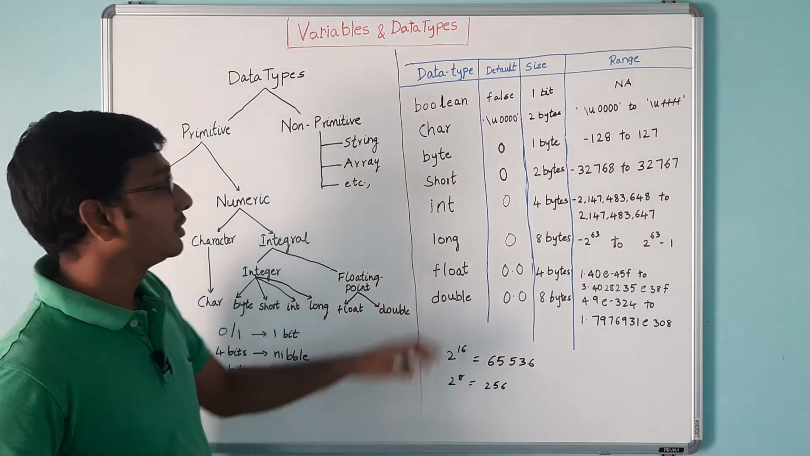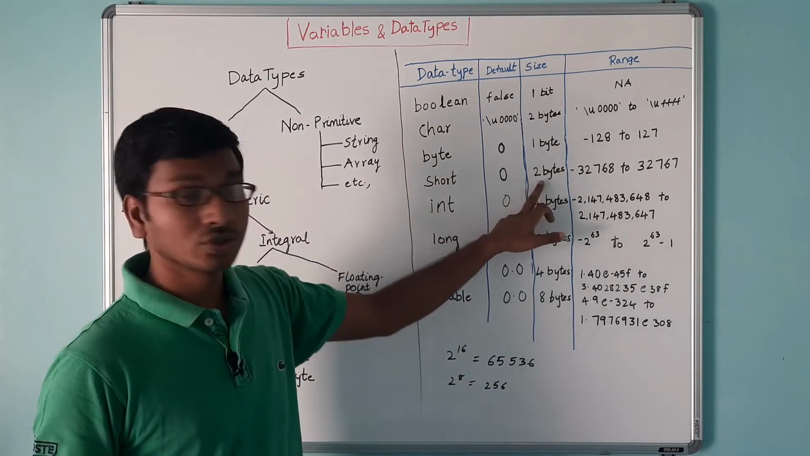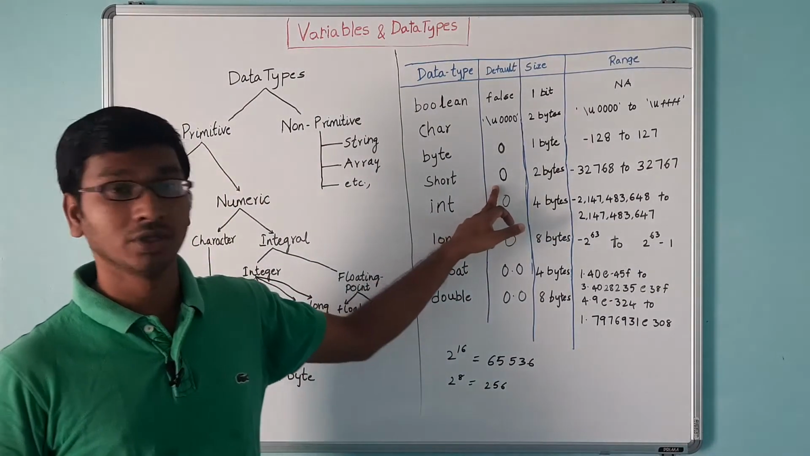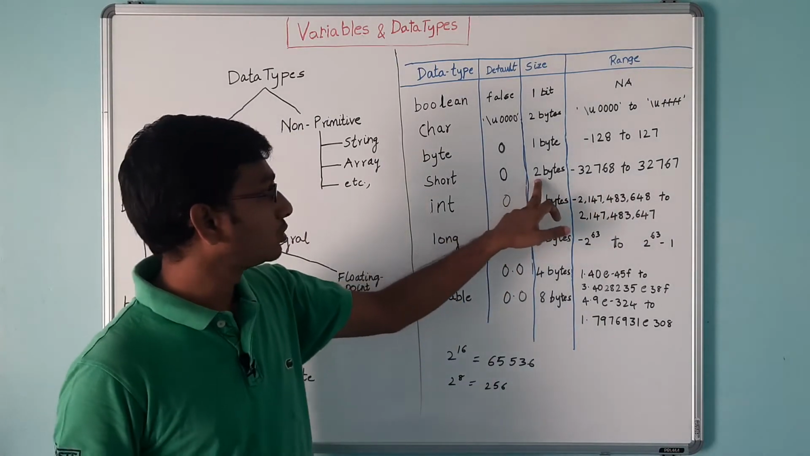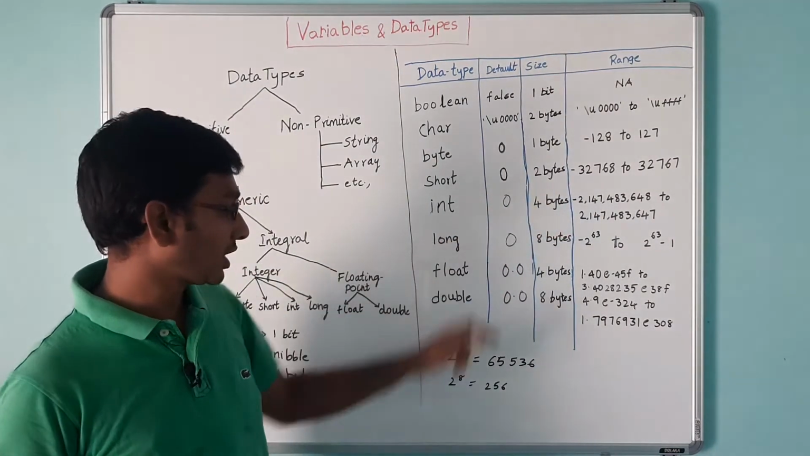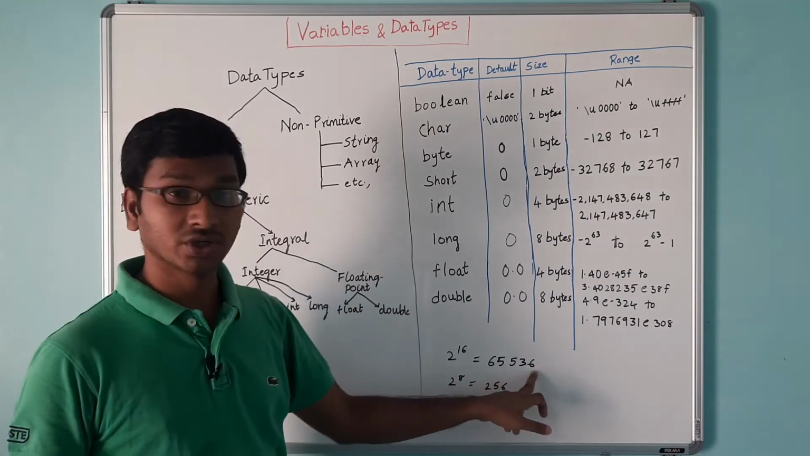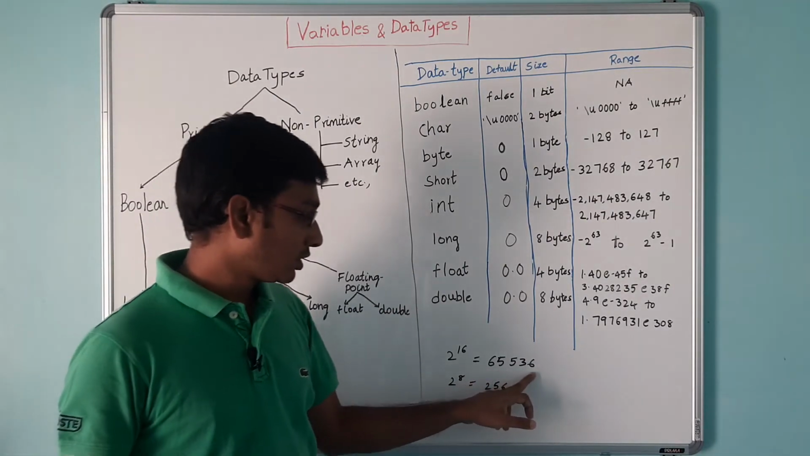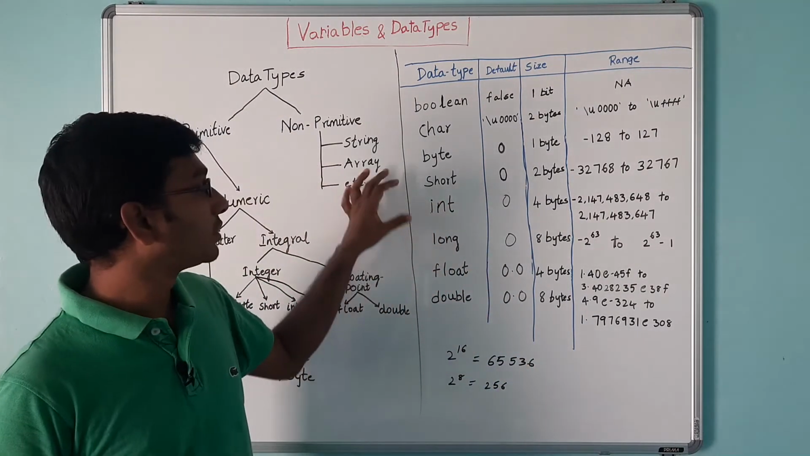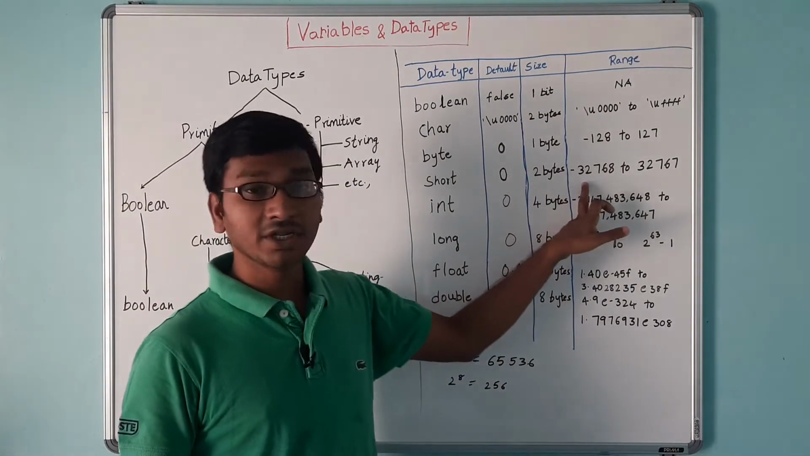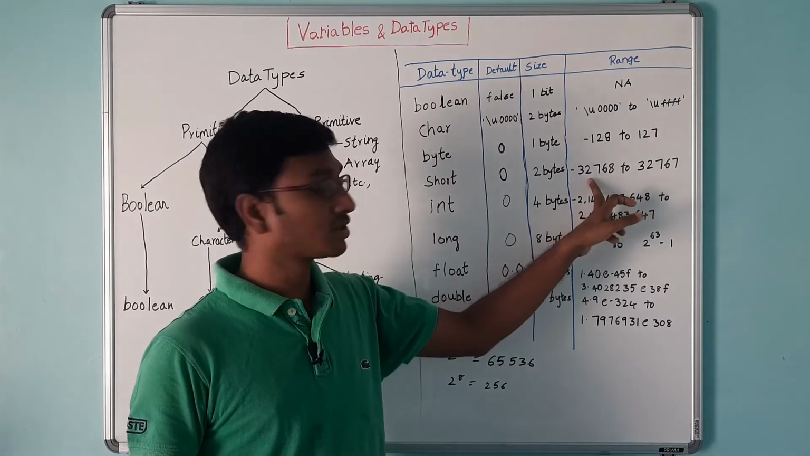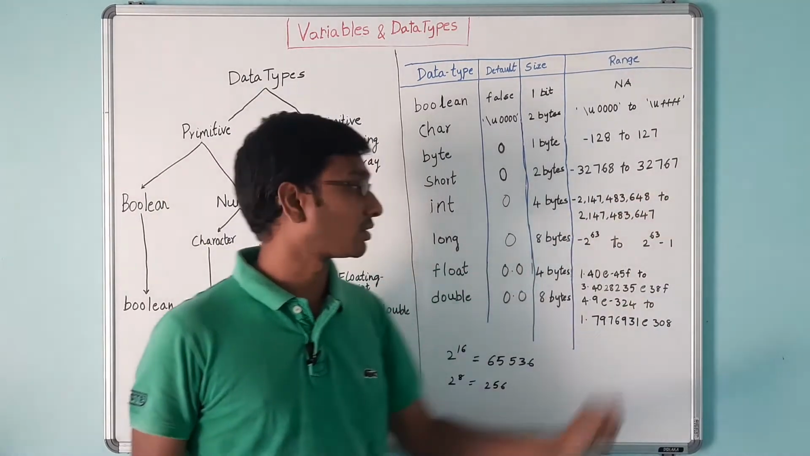Next comes short. Short is a data type which requires 2 bytes of memory. Again, the default value is 0, and 2 bytes is 2 into 8, 16 bits, right? 2 power 16 is 65536. So we can represent 65536 numbers when we declare a data type as short. And the range is -32768 to 32767.